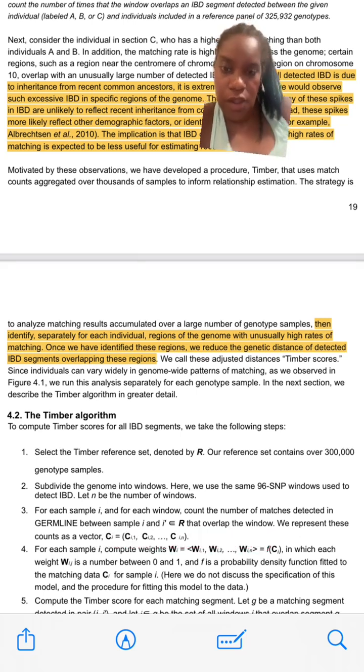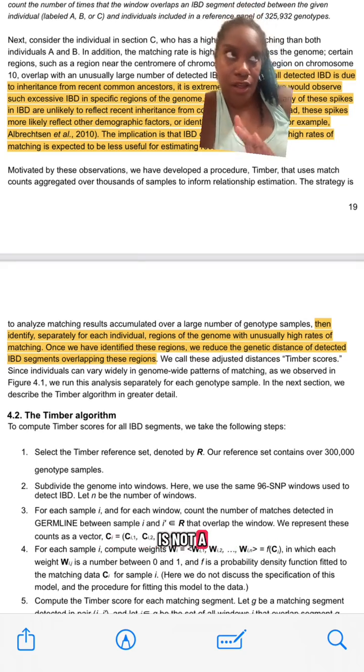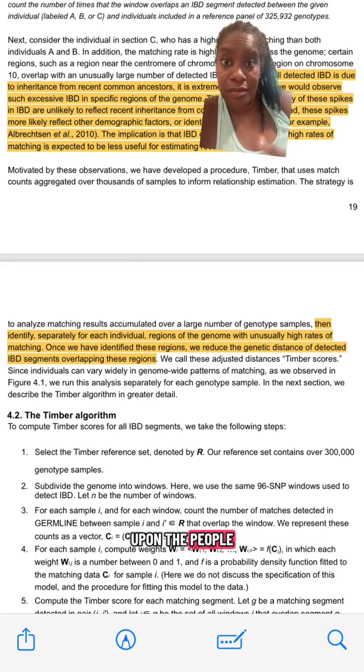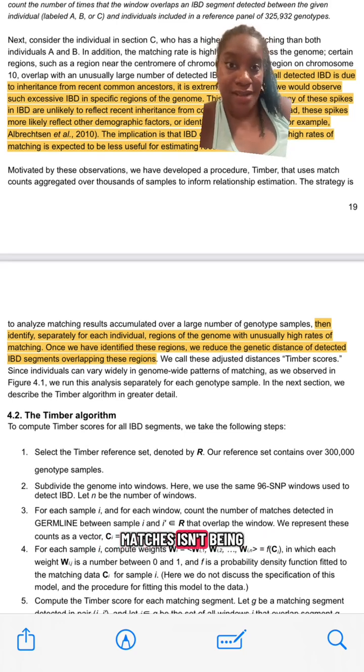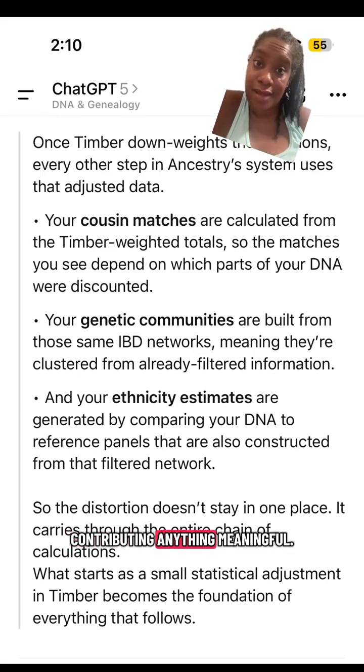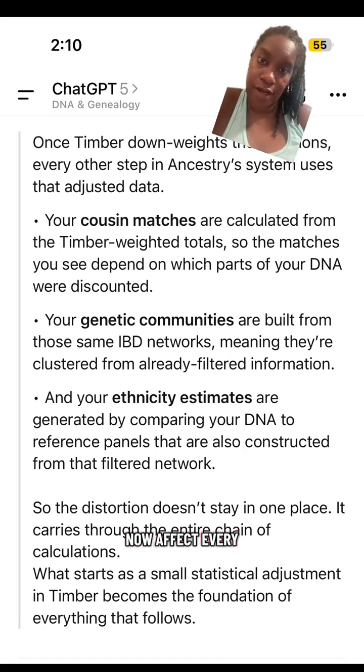But what is considered too often is not a universally accepted biological threshold. It is, first of all, based upon the people that are in their database, and it's also using their statistical logic and their assumptions. That means that what is considered real or meaningful IBD matches isn't being decided by the strict DNA to DNA matching. It's being decided by the model. Since Timber is going in and downweighting the DNA that is shared, or basically saying that it's too common to actually be contributing anything meaningful, it's going to now affect every other step that Ancestry's system uses based on that adjusted data.